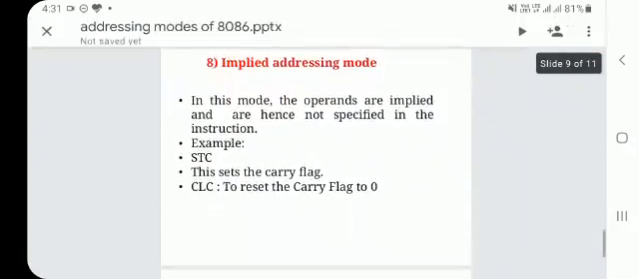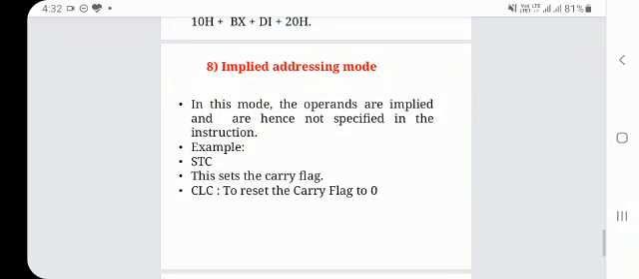And the last one is the implied addressing mode. In this mode, the operands are implied and hence not specified in the instruction. For example, STC, which sets the carry flag. Now CLC, to reset the carry flag to 0, increment, decrement. These are other examples of the implied addressing mode.